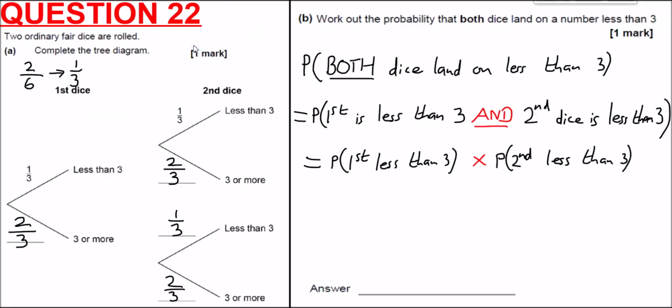So let's look at the diagram to work this one out. The probability that the first dice lands on less than a 3. This is the first dice. It's 1/3. And then the probability of the second one is also less than a 3. The second dice being less than a 3, that's also 1/3.